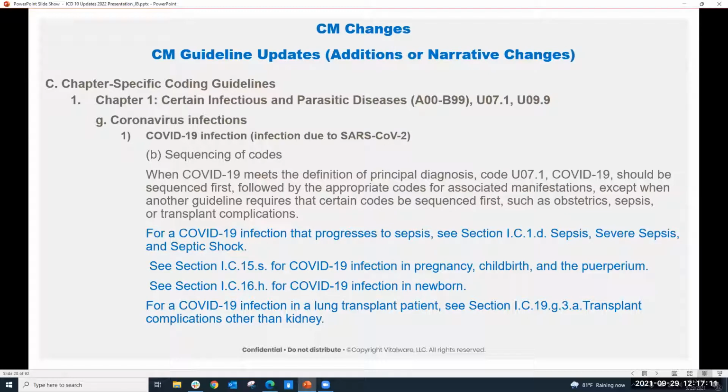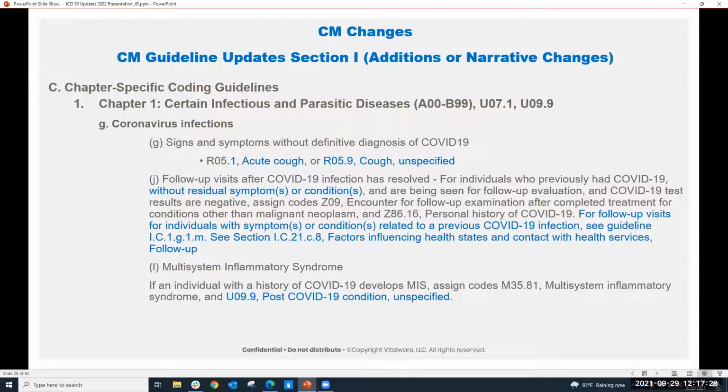So next slide, we are moving on to COVID, and they just added guidance here on where to find guidance on COVID related to certain conditions, like COVID-related sepsis or COVID in pregnancy, etc. So next section, staying with COVID here, they added the expanded codes. They added the R05.1, the acute cough, and the R05.9, the cough unspecified here.